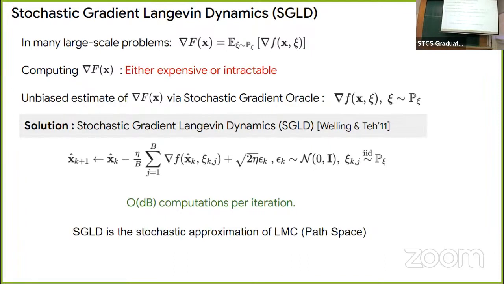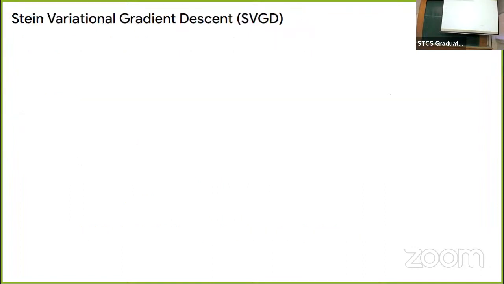This won't make much sense unless I introduce what the measure space stochastic approximation is, which I won't be talking about much in this talk, but I'll briefly allude to it. Okay, so let me introduce the other kind of stochastic approximation we can consider. It is something called Stein Variational Gradient Descent.